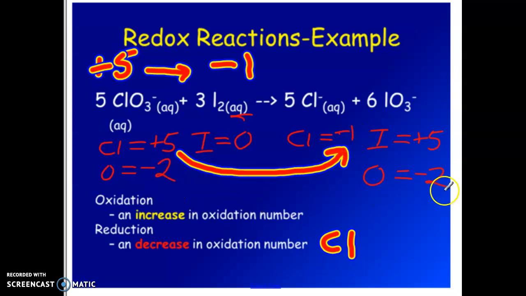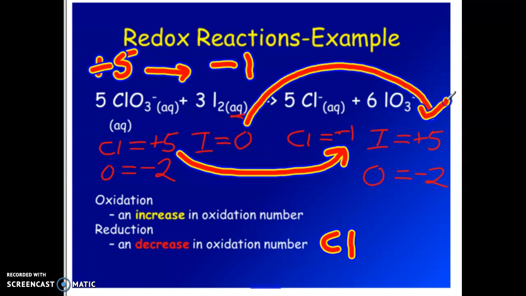Oxygen is staying the same. So notice oxygen is -2, -2. There's no change there. You are going to have sometimes elements that are not changing, and that's fine. Those elements are just there because they happen to be part of the ions or part of the molecules that are involved. But if you look at iodine, iodine is going from 0 to +5, right?